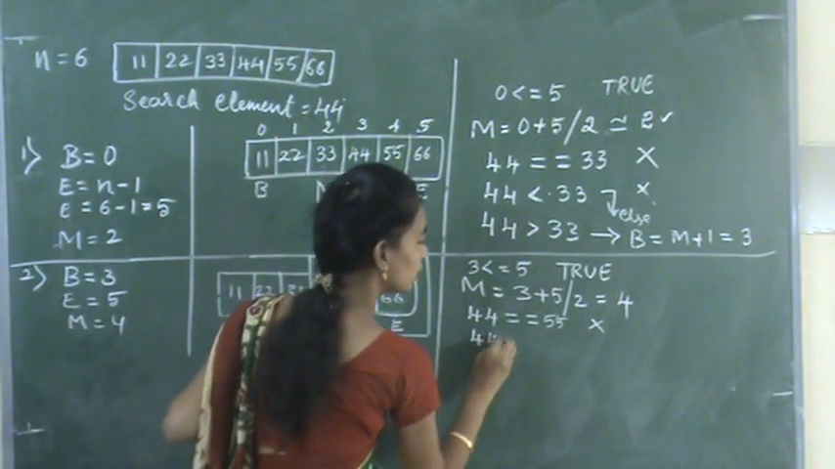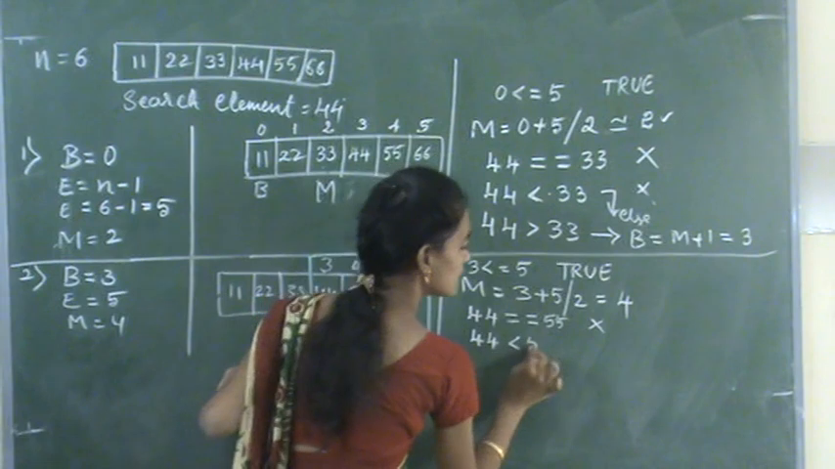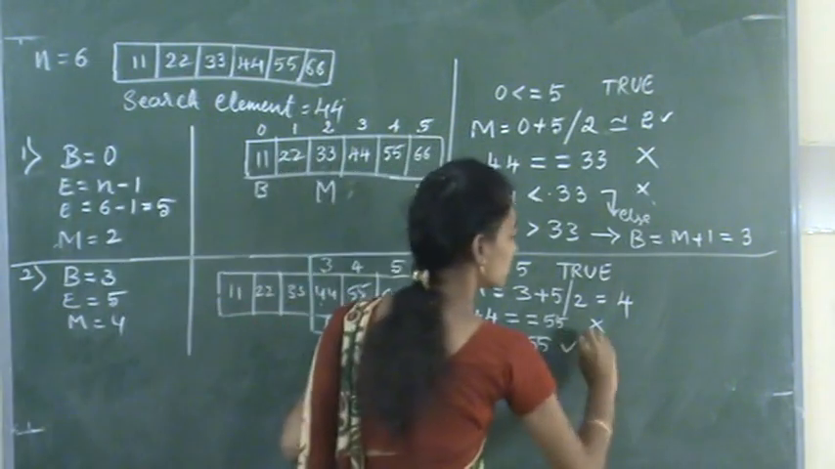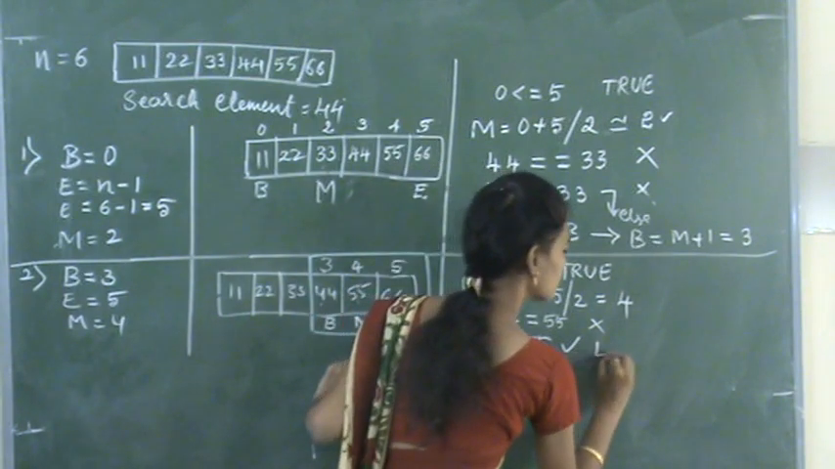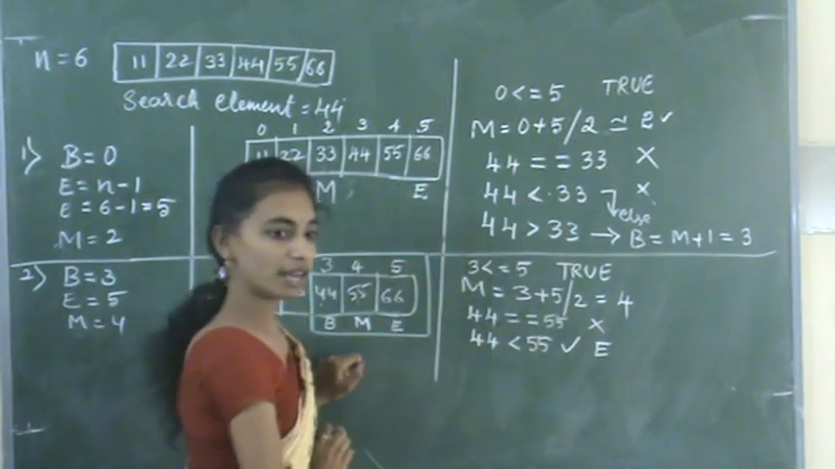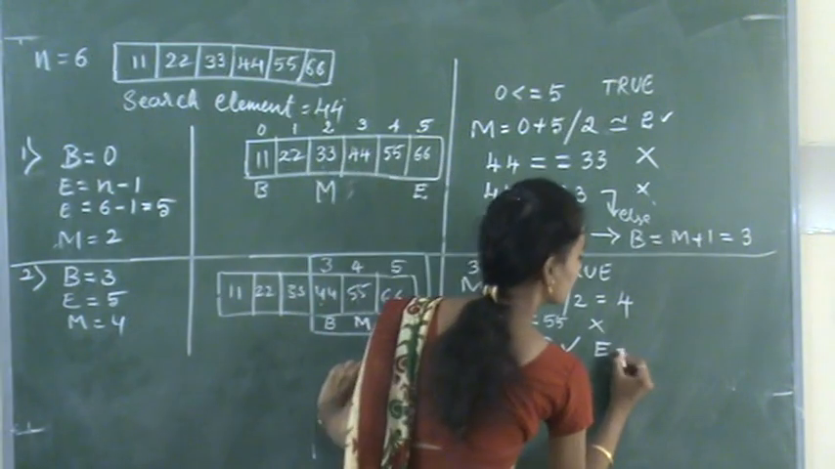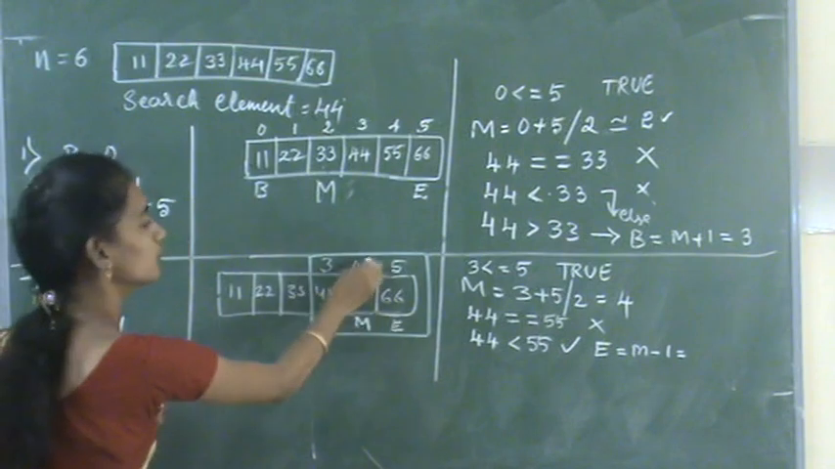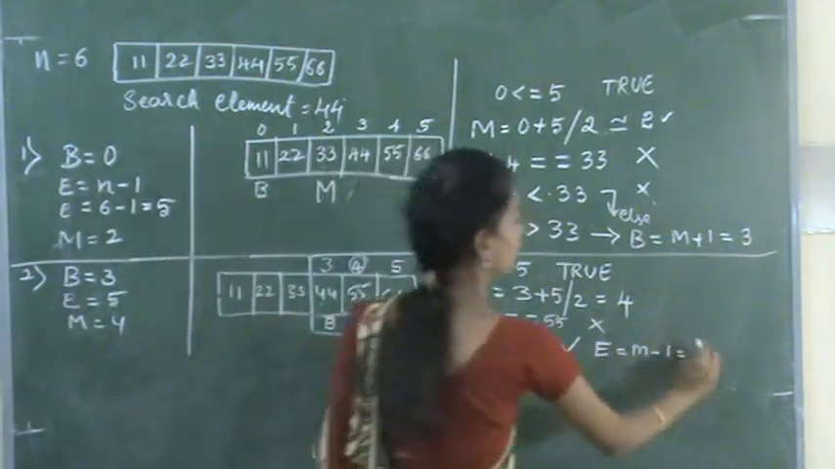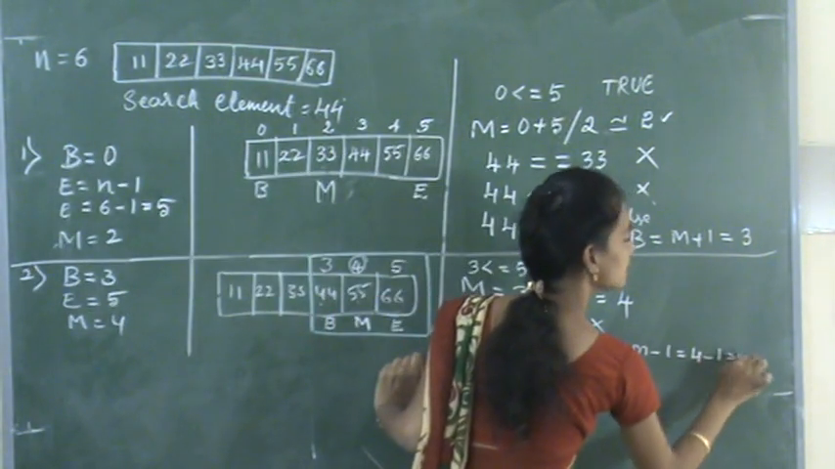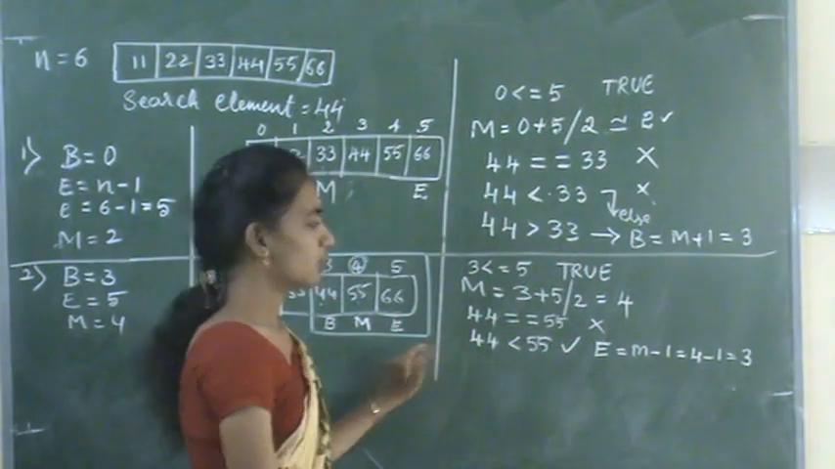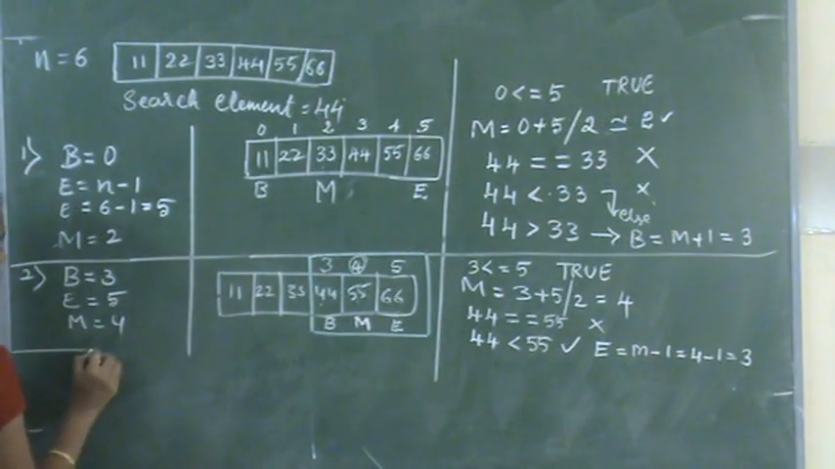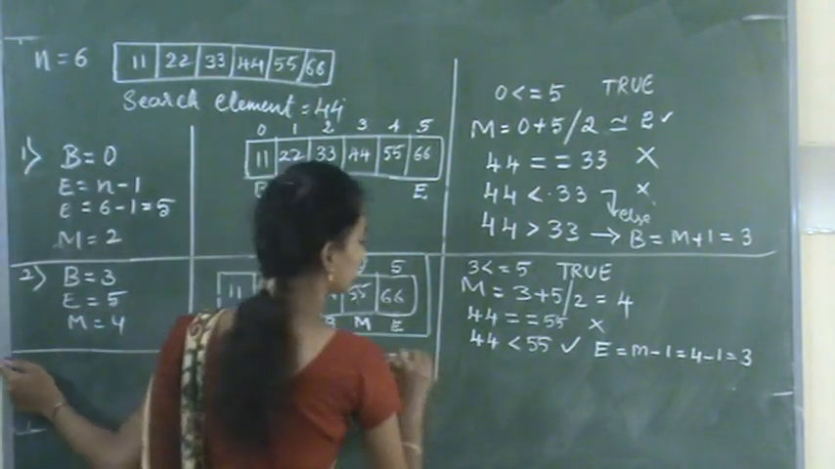Next, 44 is less than 55. Yes, 44 is less than 55. It is true, so we need to change the end of the array. Now end becomes mid minus 1. What is the mid value? That is 4. 4 minus 1 is 3, right? So now the end becomes 3. Now the array changes for the next iteration.